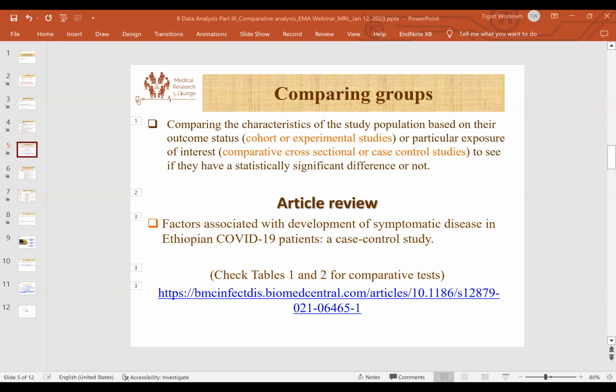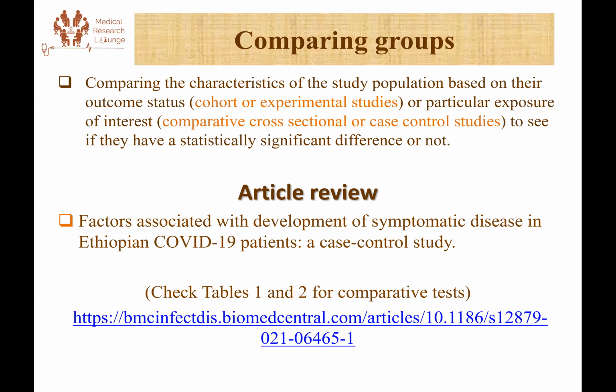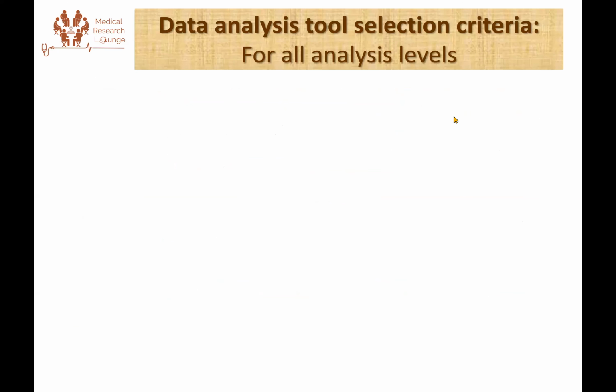We will come back to the article later to show you what specific type of analysis method, statistical test, we used. So before proceeding to selecting the comparative tests for all levels of data analysis, the most important thing is identifying our variable level of measurement. This is also something that I have talked about in almost every webinar. It's because it's a very important part. So I want you to pay attention.